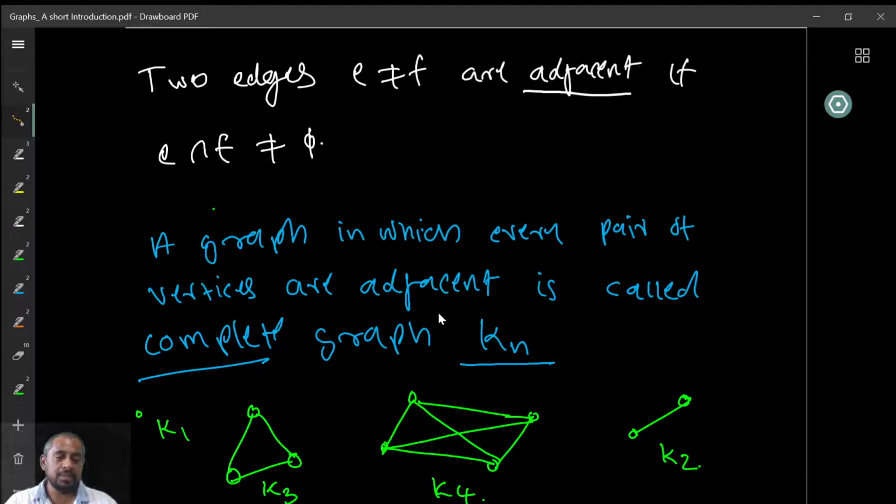Here are some examples of complete graphs. The first one is a complete graph on just one vertex. There are no edges. Then you have a complete graph on three vertices, which we call K3. So any two of them are adjacent to each other. Similarly, any two of them are adjacent in K4, and then you have K2, the complete graph on two vertices.